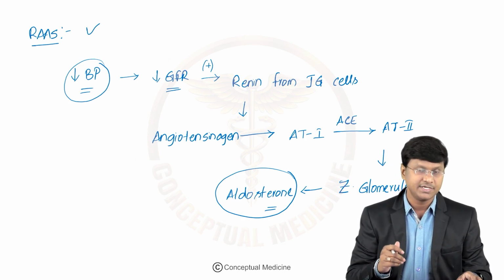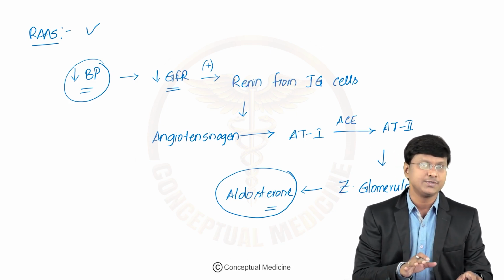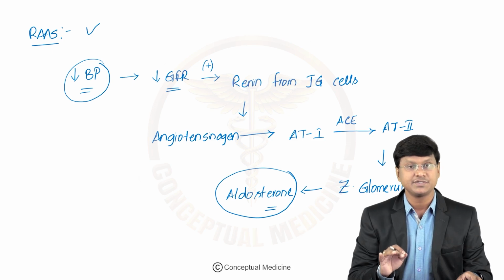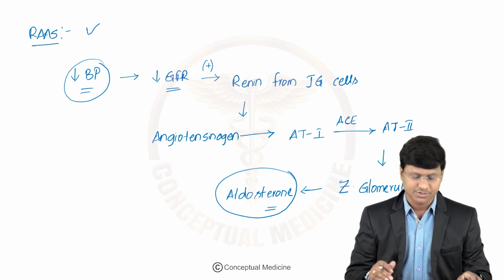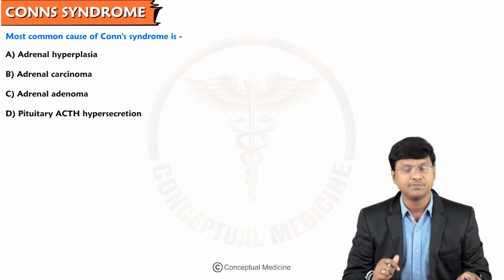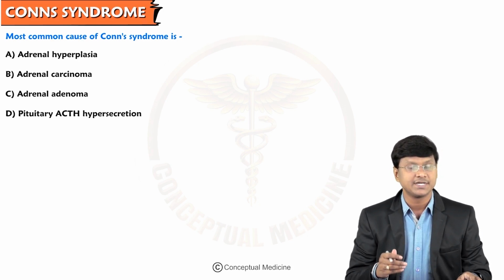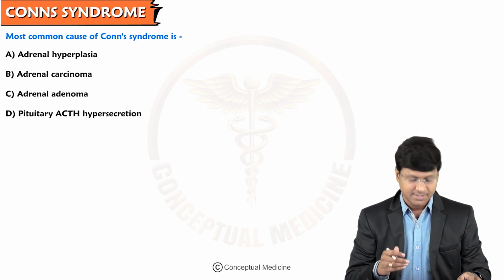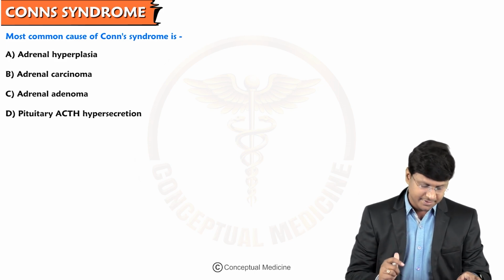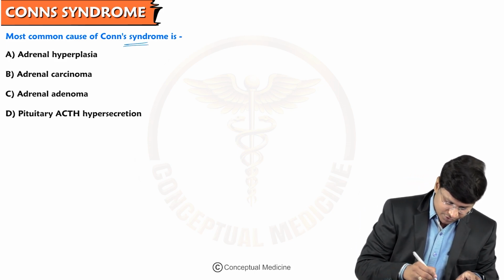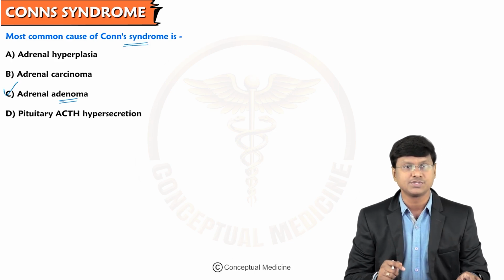Now let me discuss in detail about the Conn syndrome as well as hyperaldosteronism. What did I tell you about the Conn syndrome? It is a clinical condition which is characterized by hyperaldosteronism. Now let me discuss the etiology of Conn's. This is an important question: what is the most common cause of the Conn syndrome? The options are adrenal hyperplasia, adrenal carcinoma, adrenal adenoma, and pituitary ACTH hypersecretion. Remember, the most common cause of the Conn syndrome is adrenal adenoma, right? That is the most common cause of Conn syndrome.